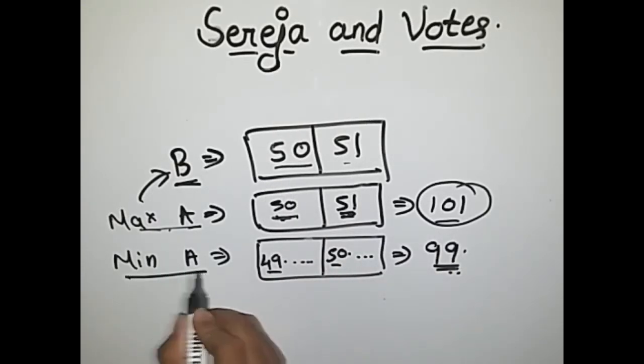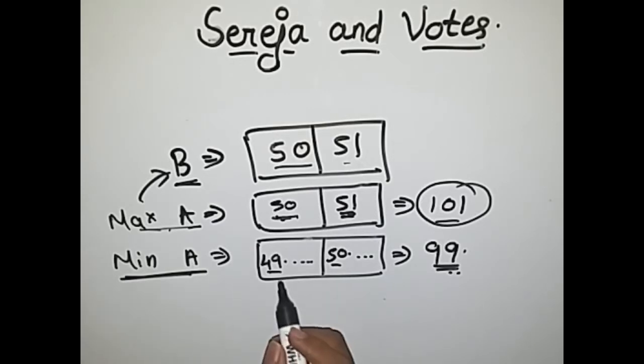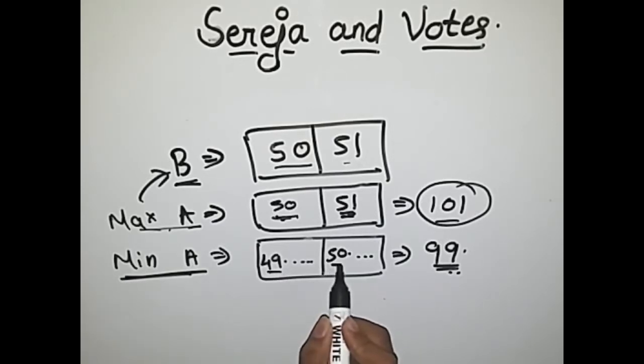And then what we have to do is just find the minimum value. Let's take 49, let's take 50. So it should always be less than 100. It should not even be equal to 100, it should always be less than 100. Let's summarize the logic of this sum.